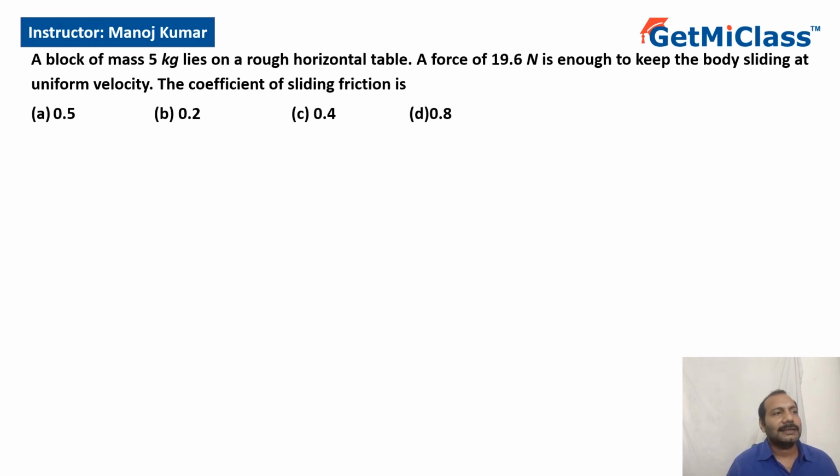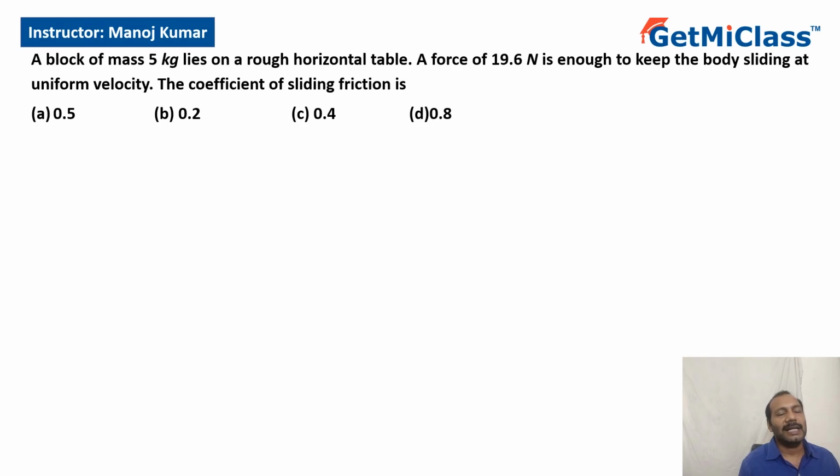This question says a block of mass 5 kg lies on a rough horizontal table. A force of 19.6 Newton is enough to keep the body sliding at uniform velocity. The coefficient of sliding friction is... So what does it say? A force of 19.6 Newton is enough to keep the body sliding at uniform velocity.